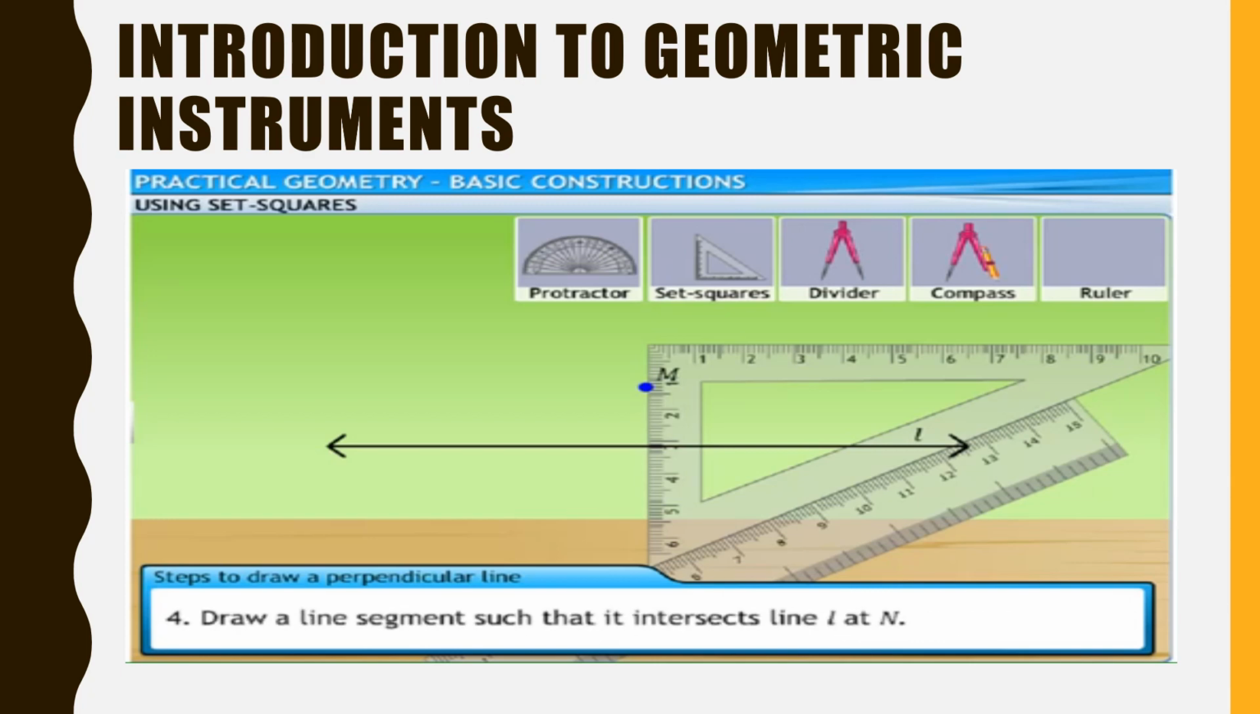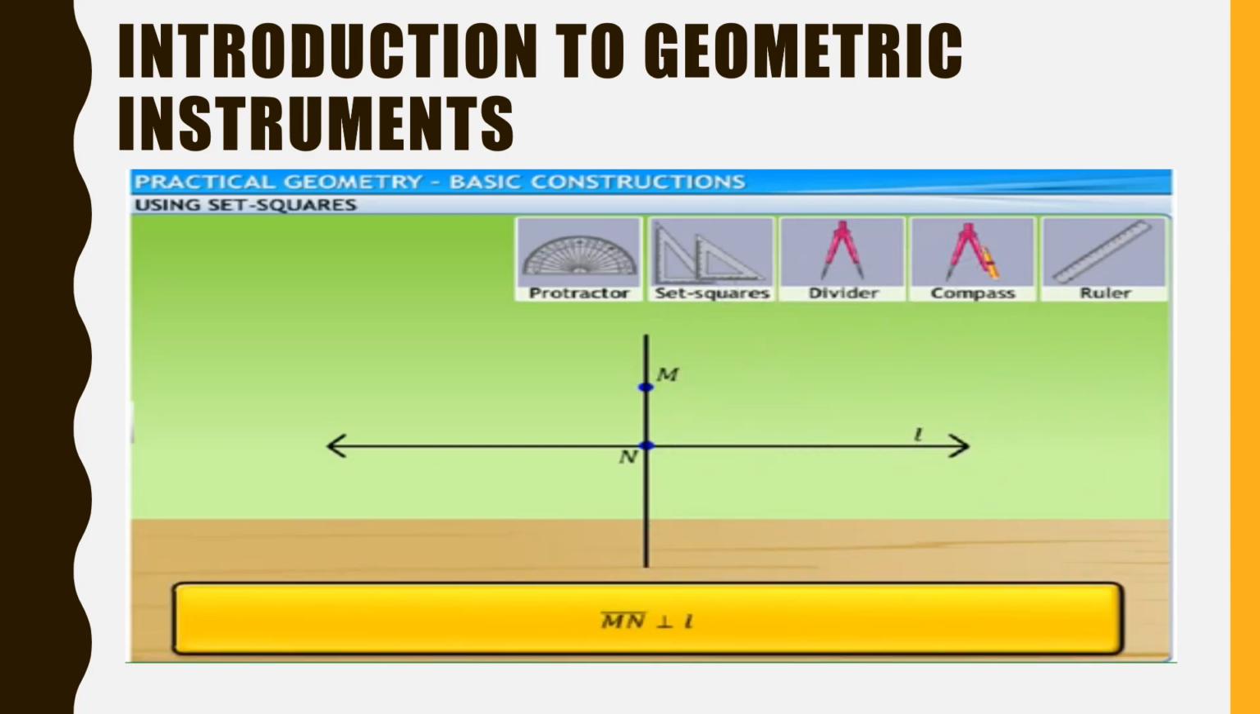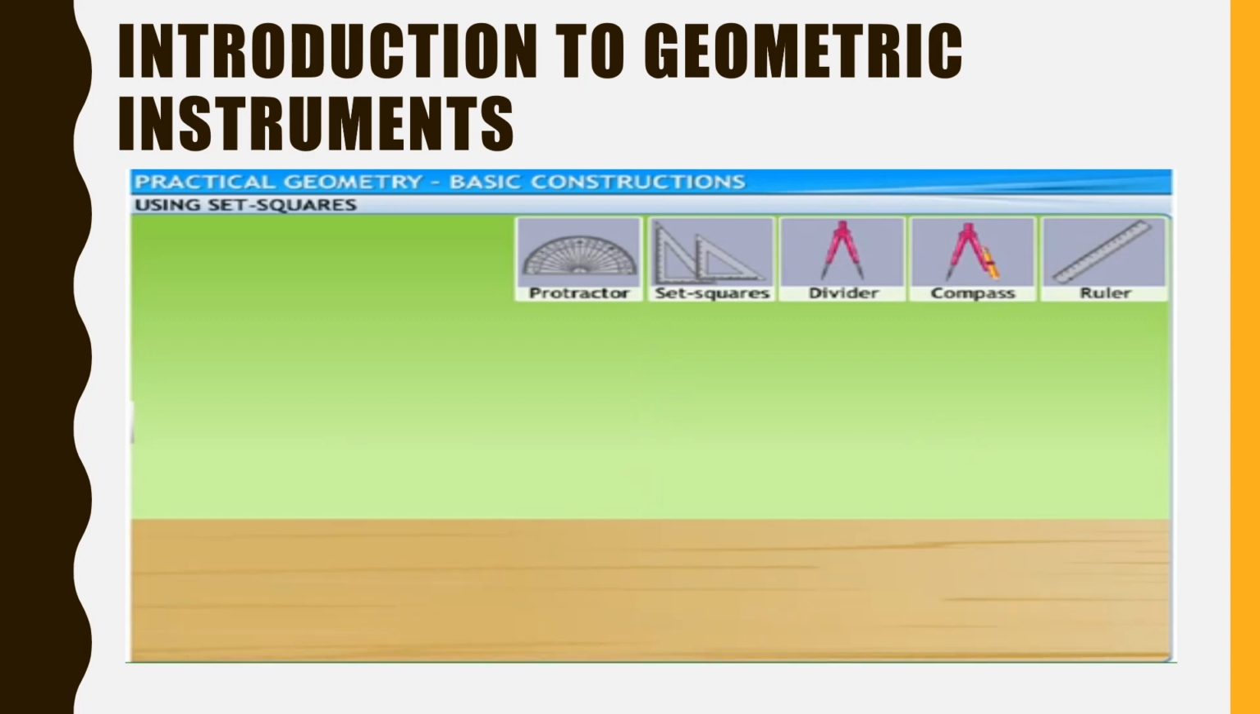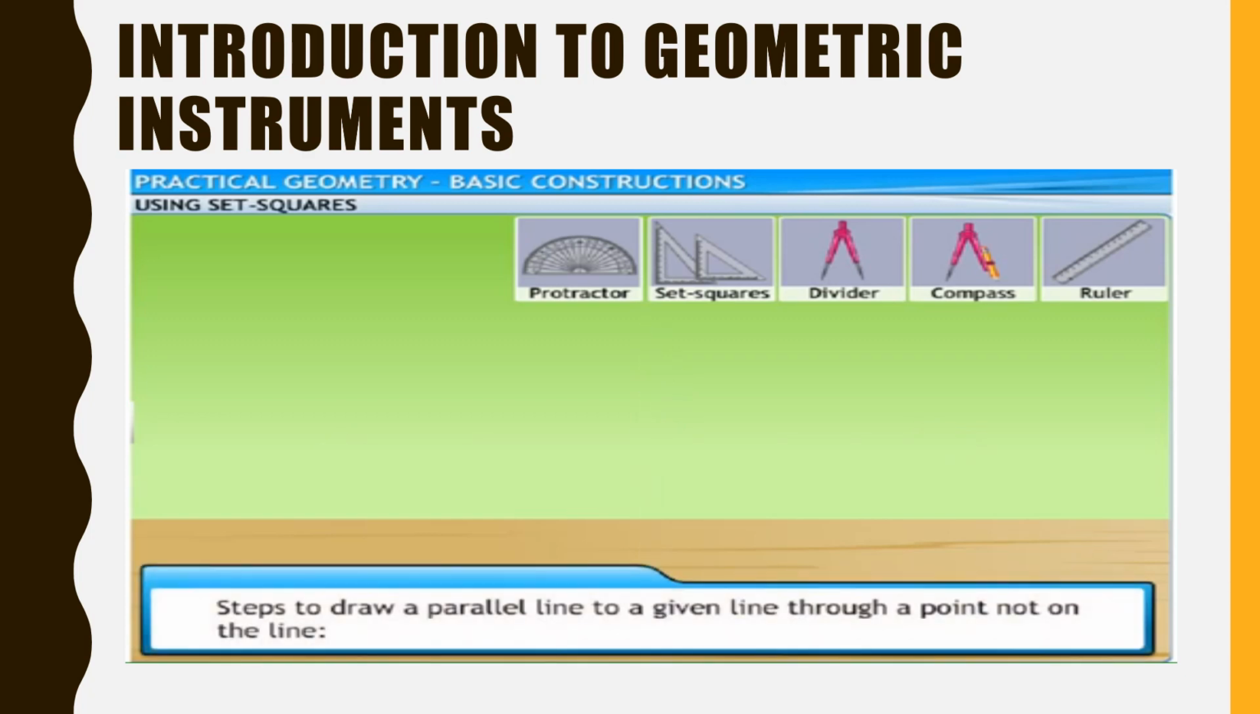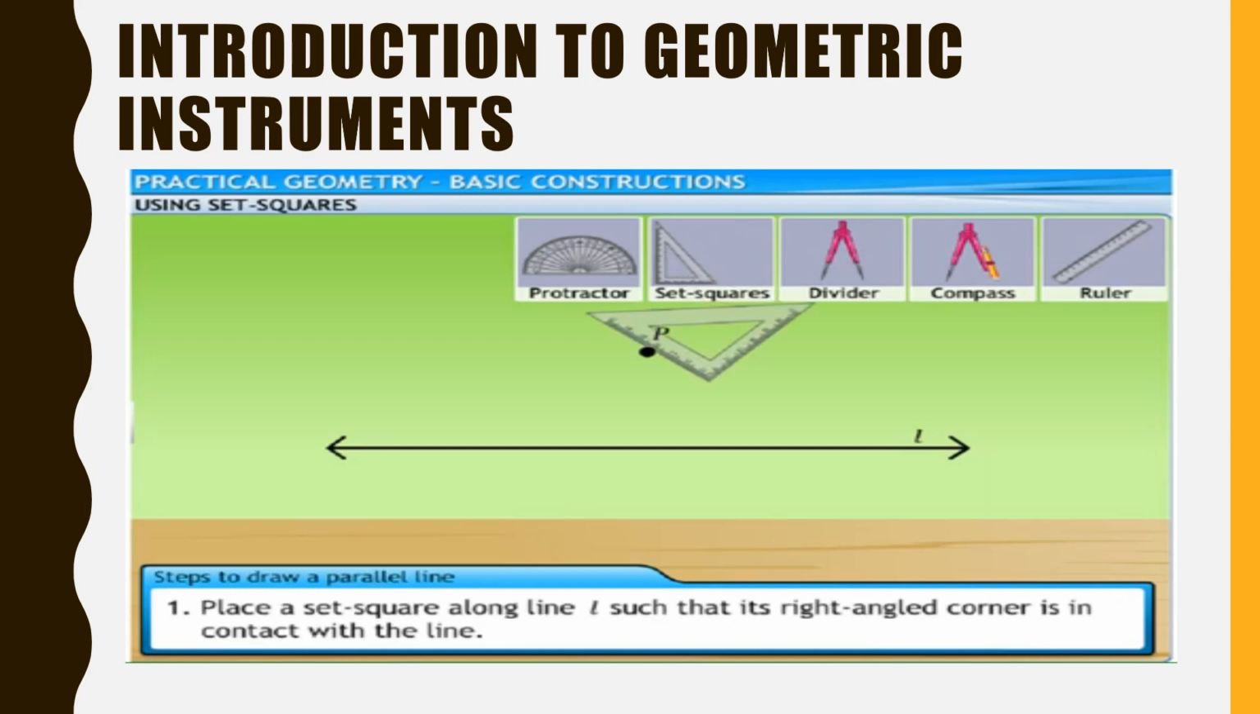Finally, draw a line segment such that it intersects line L at N. Line segment MN is the perpendicular line to line L. Next, we'll draw a parallel line to a given line through a point not on the line. Here, L is a line and P is a point not on the line. Place a set square along line L such that its right-angled corner is in contact with the line.